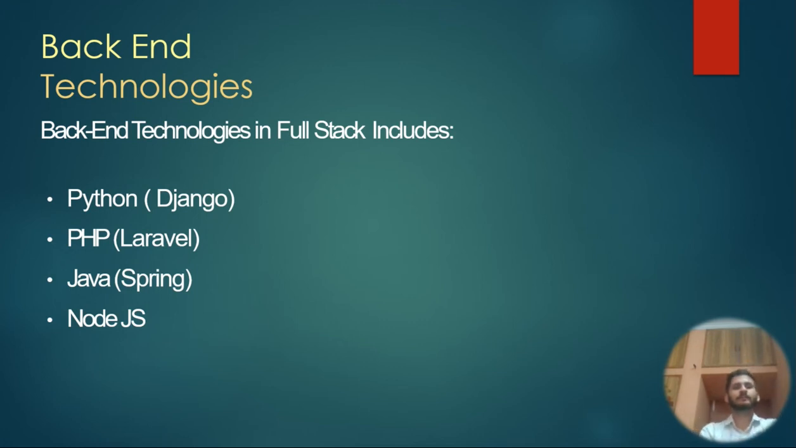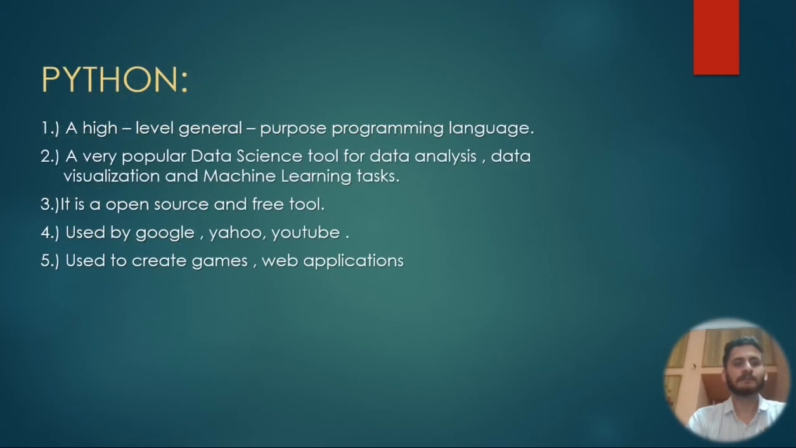Then moving to the next slide, the backend technologies. Backend technologies include Python, PHP, Java, Node.js. What is Python? Python is a high-level general-purpose programming language, a very popular data science tool for data analysis, data visualization, and machine learning tasks. It is an open source and free tool. Python is used by Google, Yahoo, YouTube, etc. And it is also used to create games and web applications.